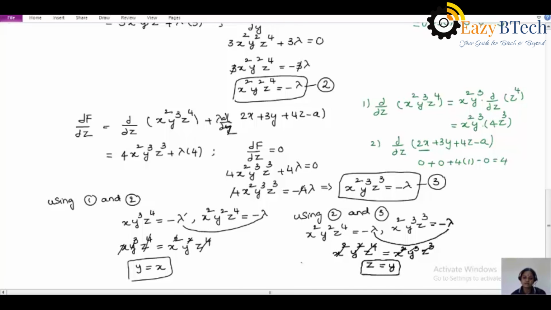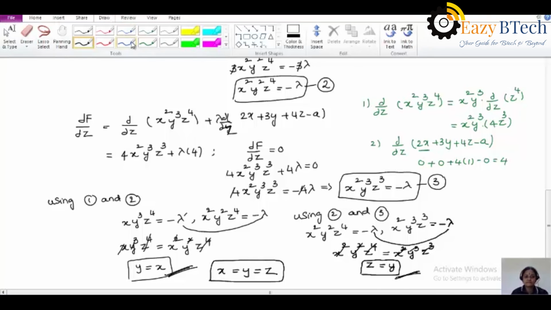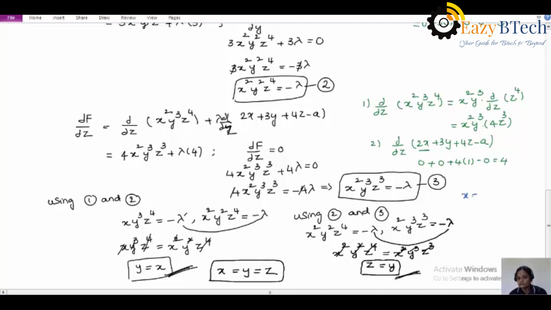Now observe these two conditions: x = y and y = z. Using these two conditions, we will write x = y = z. It is possible, students, right? Of course, because x = y, then y = z. Using these two conditions, we may write x = y = z here. So now the condition is x = y = z.